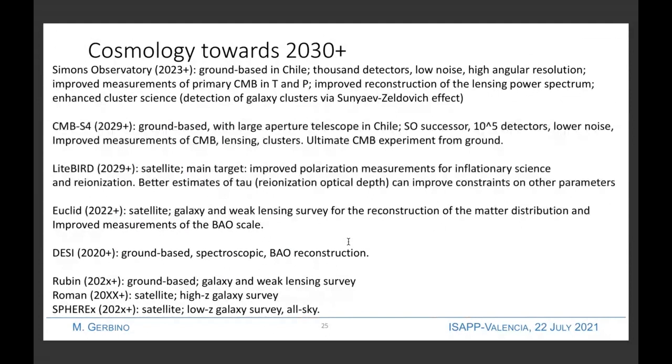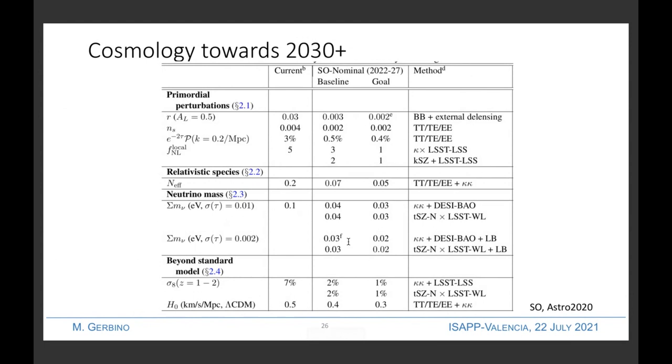The ultimate CMB and large-scale structure surveys are expected to come in the next decades. Here is a summary of the main observatories that we expect from next year up to 2030 and beyond. And from these surveys, we expect a dramatic improvement in the constraints on lambda CDM parameters, but also beyond lambda CDM parameters. And we hope that they will carry the required sensitivity to either solve some of these long-standing tensions in cosmology, including the H-naught tension, or exclude some of the explanations that are still valid today.